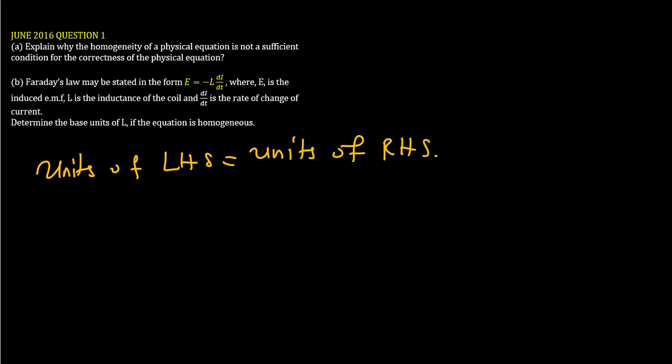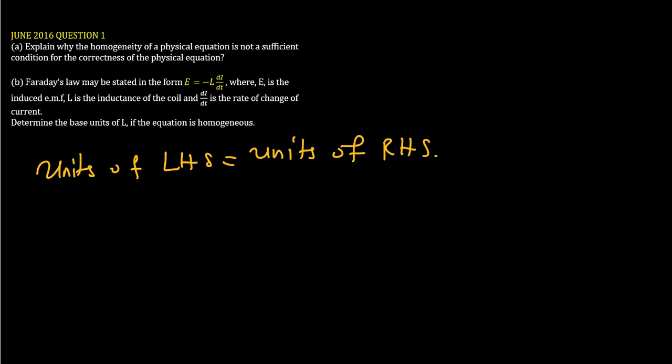Now let's go to question B. Faraday's law may be stated in the form E is equal to negative L di on dt, where E is the induced EMF, L is the inductance of the coil, and di on dt is the rate of change of current. Determine the base unit of L if the equation is homogeneous. So in this case, the assumption is that the equation is homogeneous. So definitely it means that the units of the left hand side is equal to the units of the right hand side.